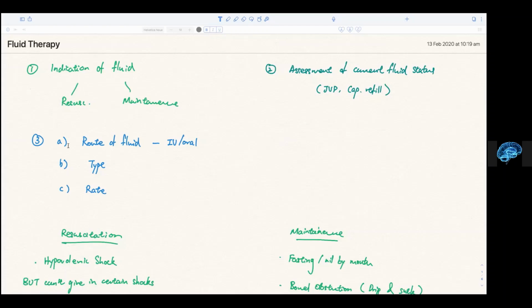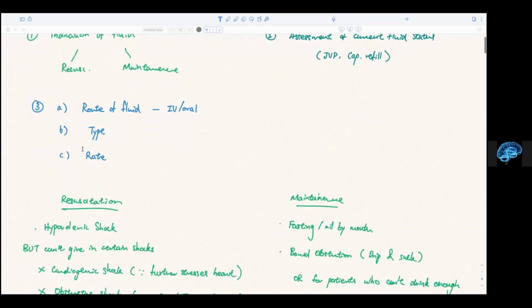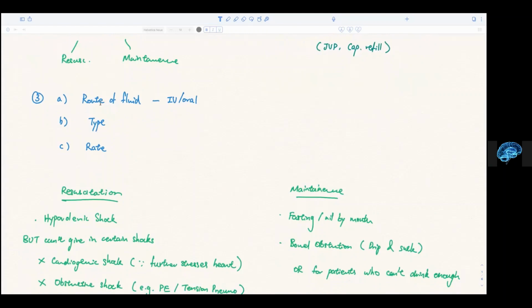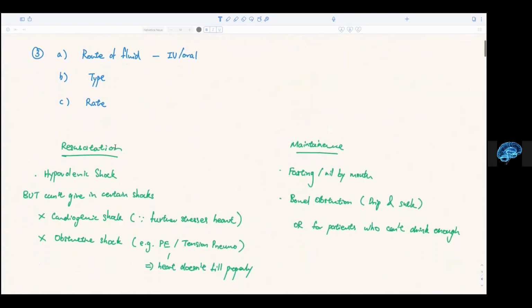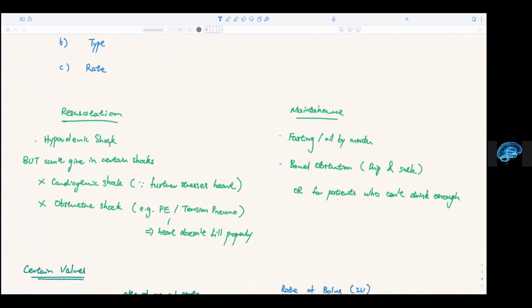So three, you would consider a few different things in terms of how you want to administer the fluid or what things you want to give. So that depends on your route of fluid, whether it's IV or oral, the type of fluid, and the rate of fluid, okay? So resuscitation is given in hypovolemic shock, but can't be given in certain other shocks. So usually in hypovolemic shock, you give fluid resuscitation, but in cardiogenic shock and obstructive shock, you want to postpone it a bit, and you want to give it in distributive shock as well.